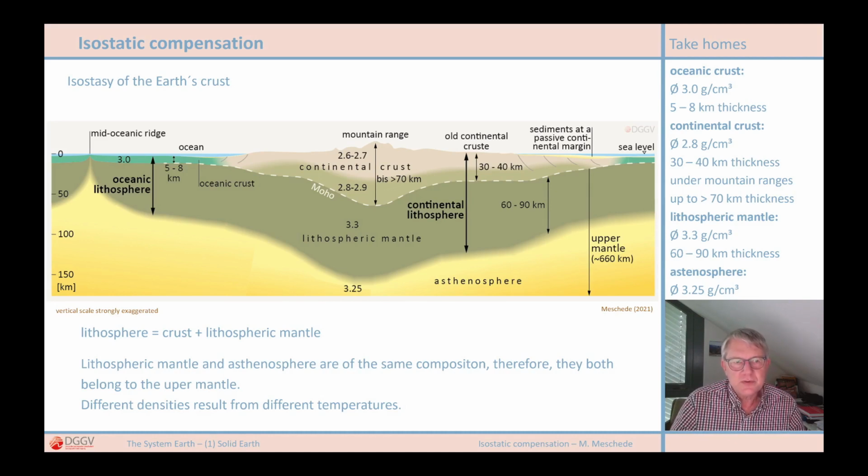For this model, I use the density values of 3.0 gram per cubic centimeter for the oceanic crust, 2.8 for the continental crust, then 3.3 for the lithospheric mantle, and for the asthenosphere we have to assume a bit lower value of 3.25 gram per cubic centimeter because it is warmer, to a small degree partially molten and therefore a bit lighter. These density values are of course average values that are greatly simplified, but for this consideration it makes sense, and that's why I'll use these values now.